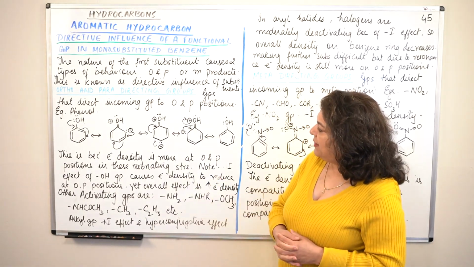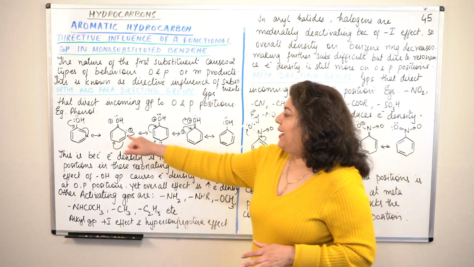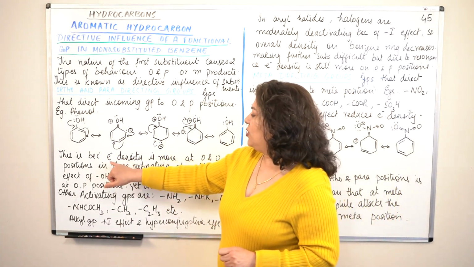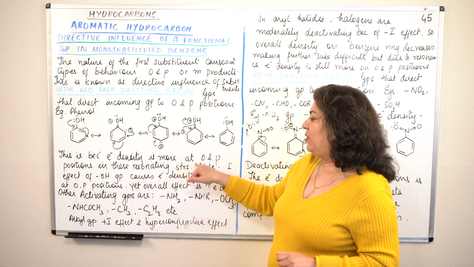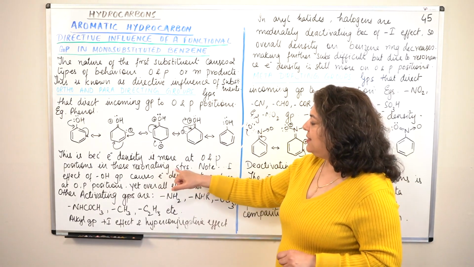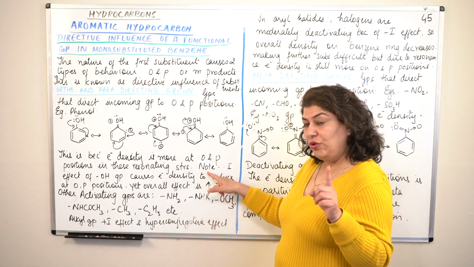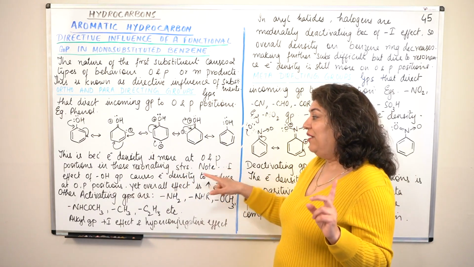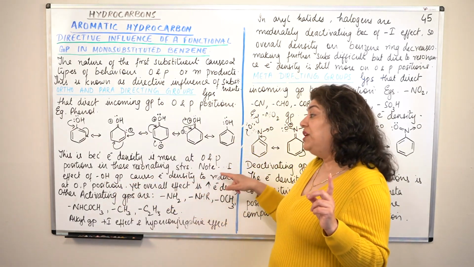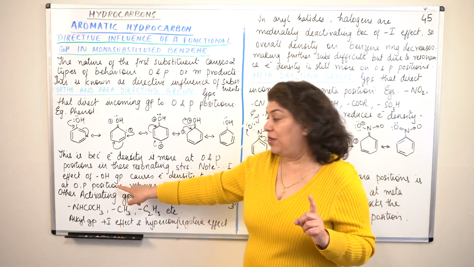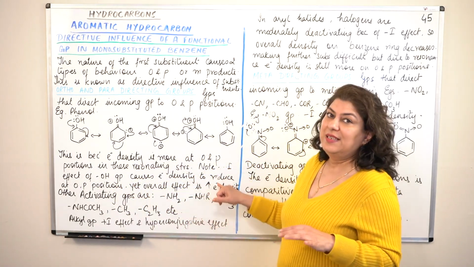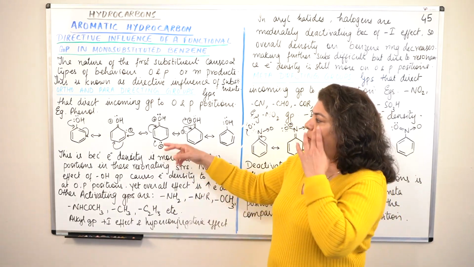So let me just read this now. Why do we see this? Why is phenol ortho-para-directing? This is because the electron density is more at the ortho and para positions, which I explained to you in these resonating structures. Now you have to note that the minus I effect of the OH group will cause electron density to reduce at the ortho-para positions. Yet the overall effect is the increase of electron density.